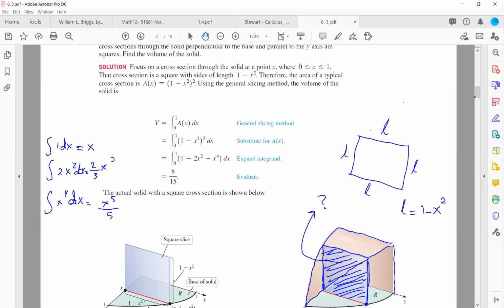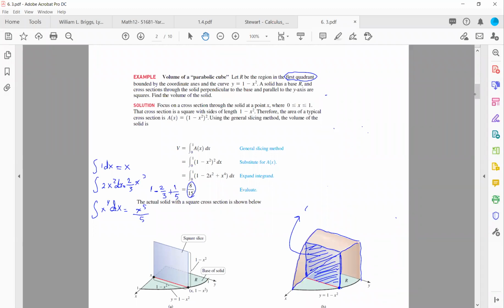We don't care about 0 because all of these have x in them. If you plug in 0, the outcome is equal to 0. So just plug in 1, you get 1 minus 2/3 plus 1 over 5. Take common denominator between these, and then the outcome is equal to 8 over 15.